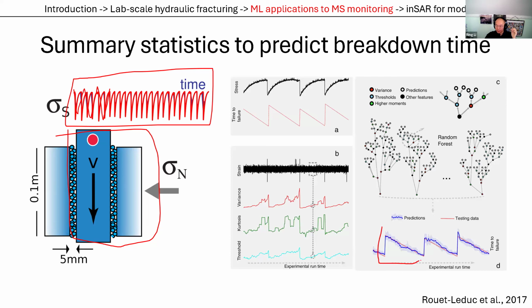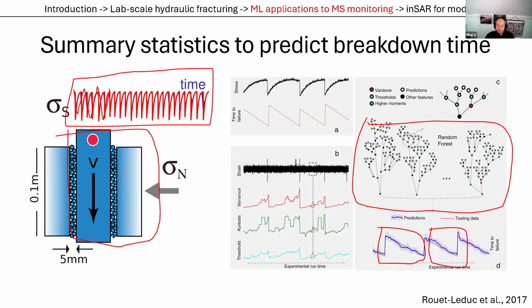These are an example of one cycle where the shear stress gradually increases until you get a discrete rupture event. And they use a random forest, which, I think, was created in the 1990s.